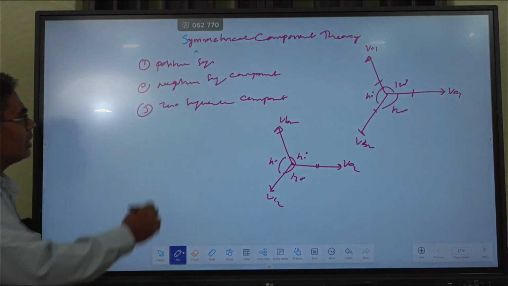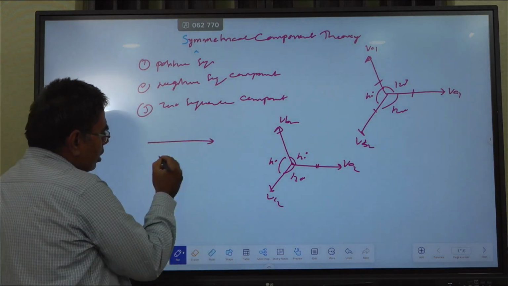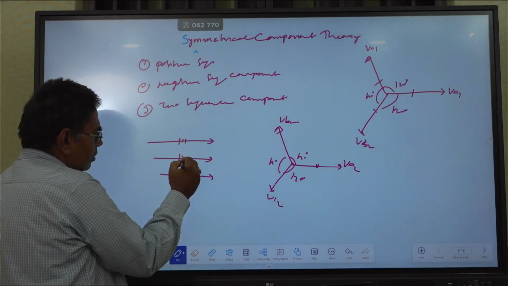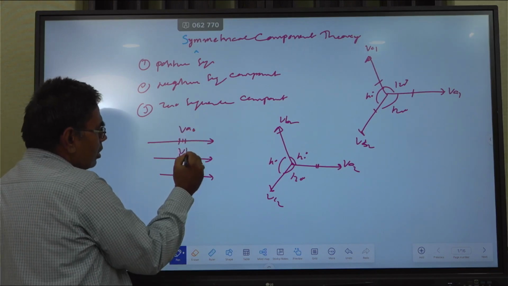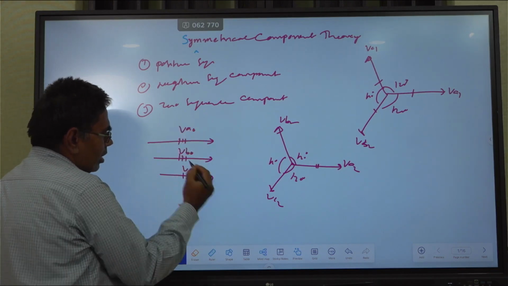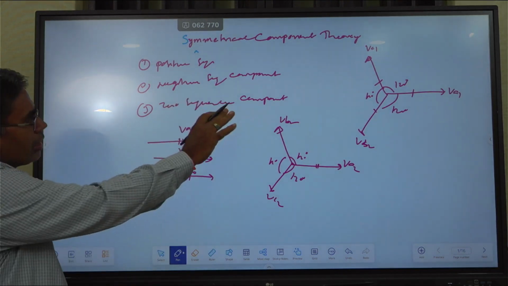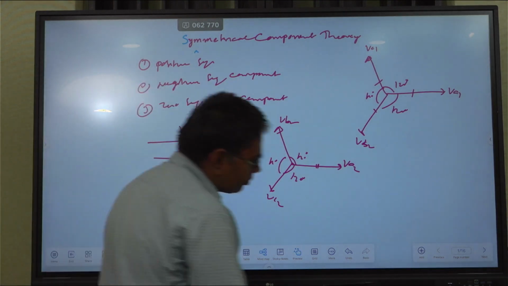The third one is the zero sequence component. A zero sequence component is one which has three vectors equal in magnitude and in phase with each other. This is VA0, this is VB0, this is VC0. Every phase vector can be represented as the sum of the positive sequence component, negative sequence component and zero sequence component.